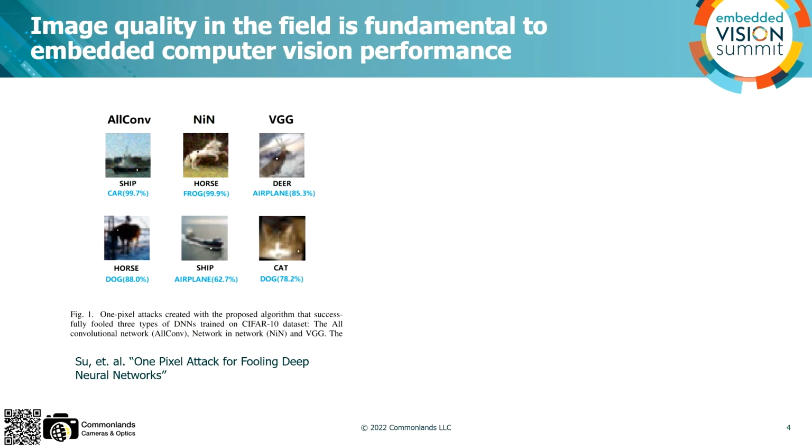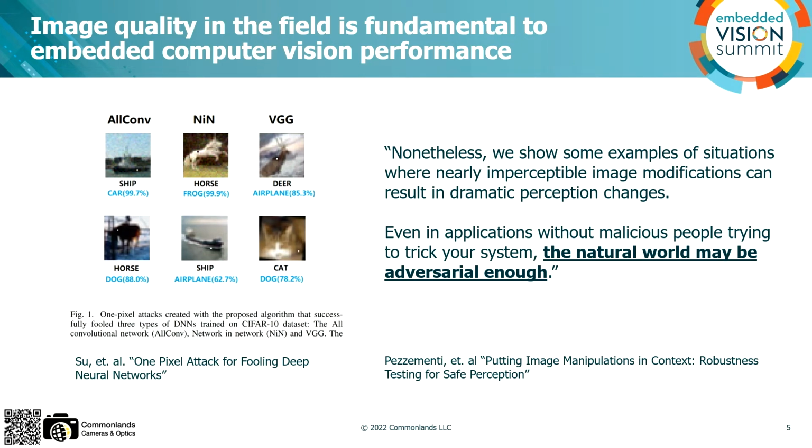It's not very much of a leap to think that something similar to this could occur in the real world. And I'll quote directly from a research paper by Pezzementi, who does agricultural robotics in Pittsburgh. "Nonetheless, we show some examples of situations where nearly imperceptible image modifications can result in dramatic perception changes. Even in applications without malicious people trying to trick your system, the natural world may be adversarial enough." So through this talk, I'll extend this to say the natural world, your camera hardware and image processing pipeline may be adversarial enough to your computer vision.